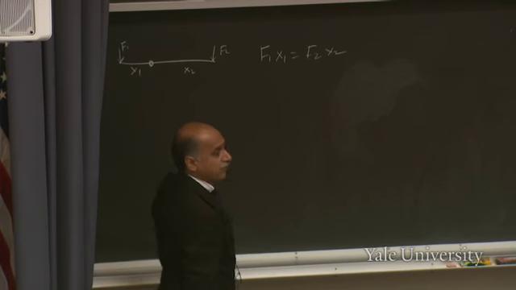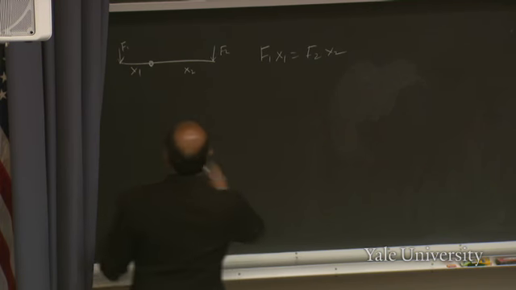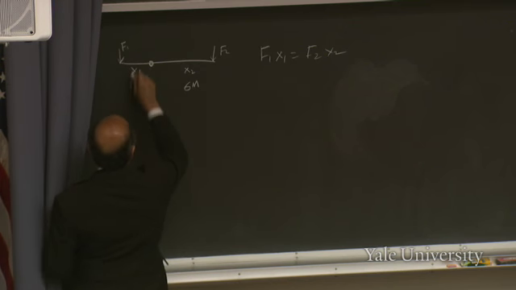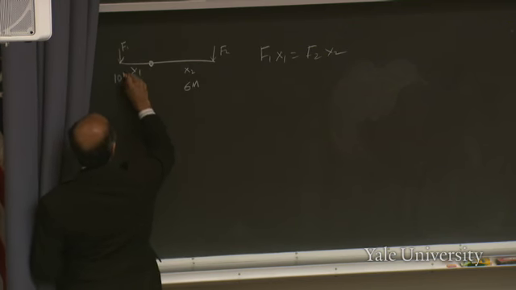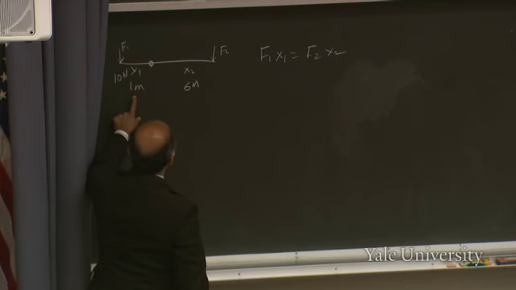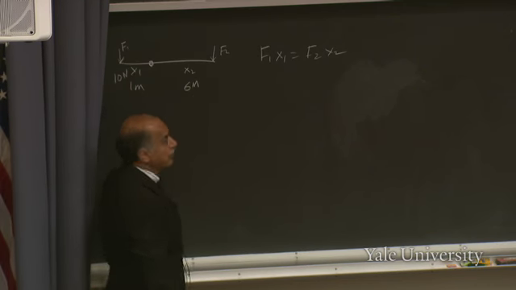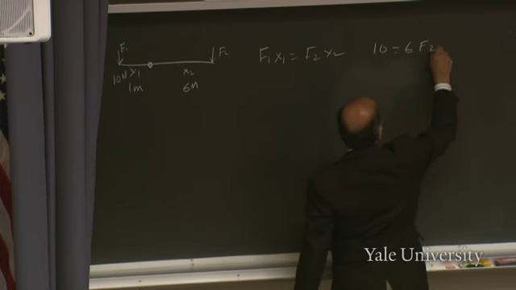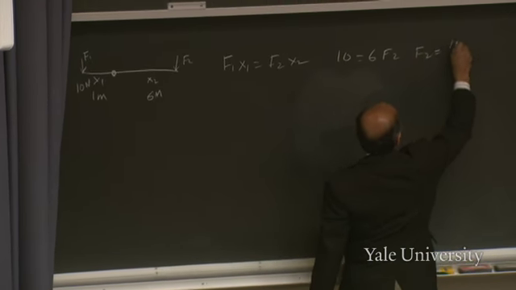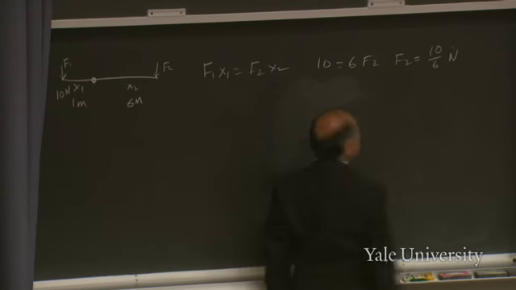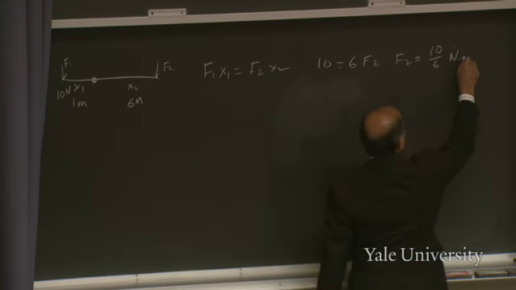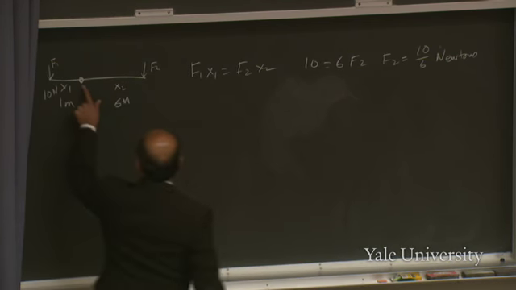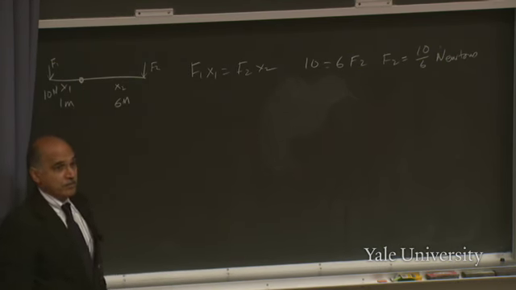From that, you can solve for F2. For example, if this was 1 meter and this was 6 meters, and this was, say, 10 newtons here, then 10 times 1 has to be 6 times F2. So 10 equals 6 F2, and F2 will be 10 over 6 newtons. I don't want to use n because n is also standing for the force here. That's how we find F2.